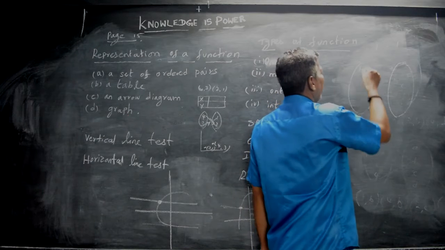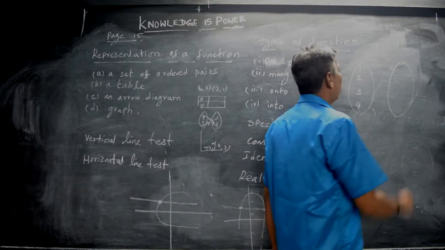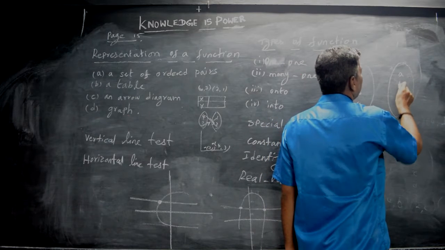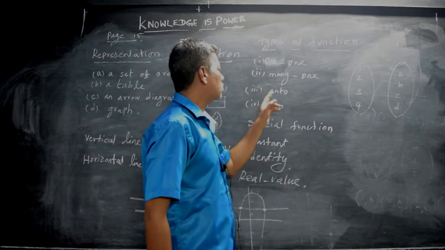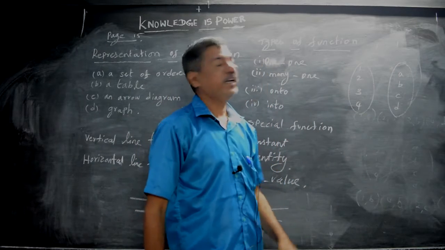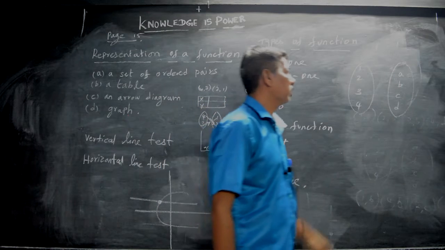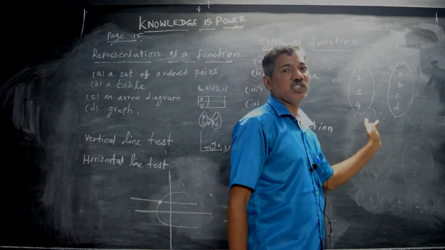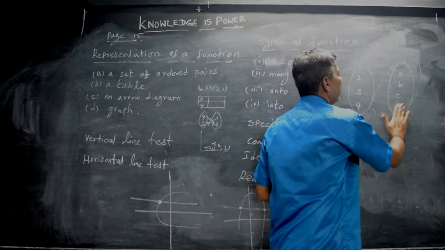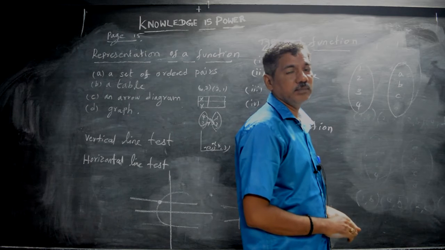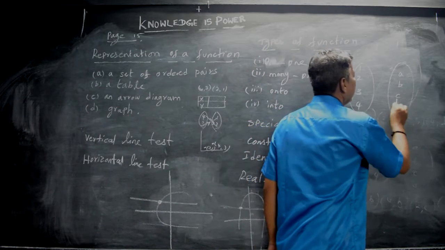Say 1, 2, 3, 4 and A, B, C, D. What is onto? It is related to one function. All the elements we have. Suppose D is not there, or sometimes D is there.